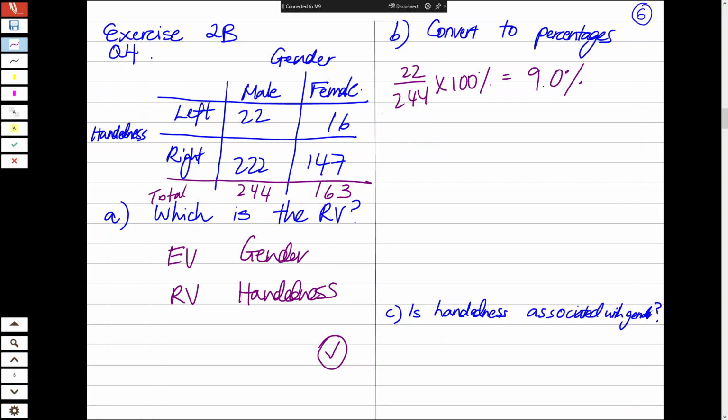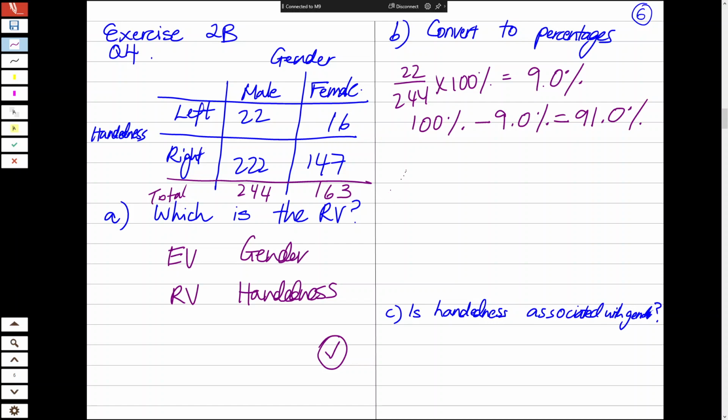Okay, if I know that this cell here, male and left, is 9%, do I need to do the calculation again for the right hand? Yes. No. Yes, you do. We can do it from the total. No. They add up to 100%. Sorry, it's 91. Okay? So just remember percentages add up to 100 and we've only got two groups here. So if you calculate one, just take 100 minus the other one.